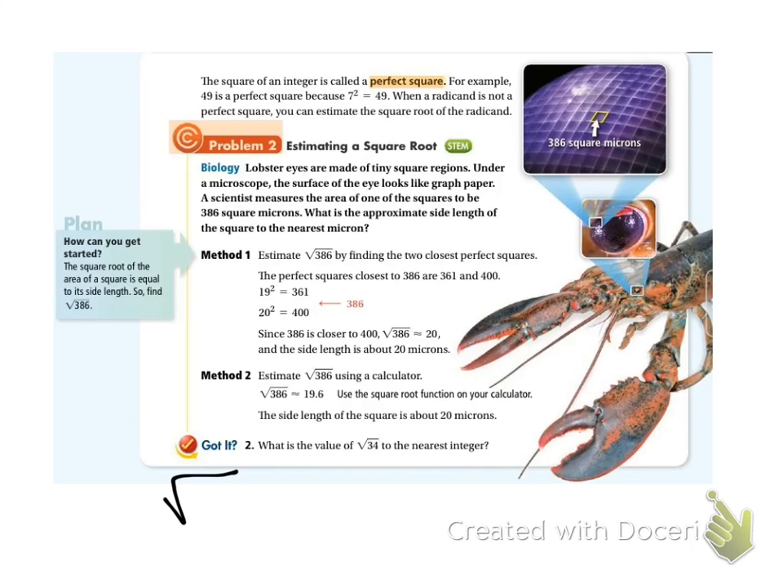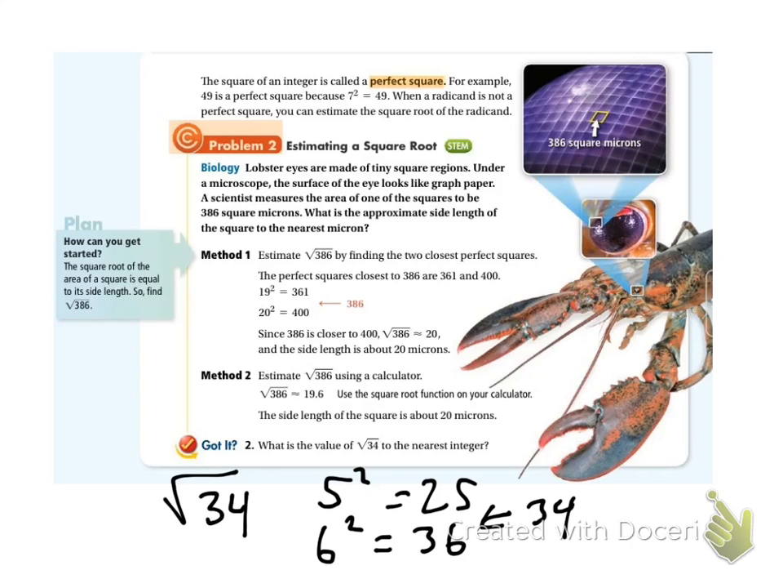So, if we're looking at the square root of 34, 5 squared is equal to 25, and 6 squared is equal to 36, and 34 falls in between there. It's closer to 36, so the square root of 34 is approximately 6, because 6 squared is equal to 36.